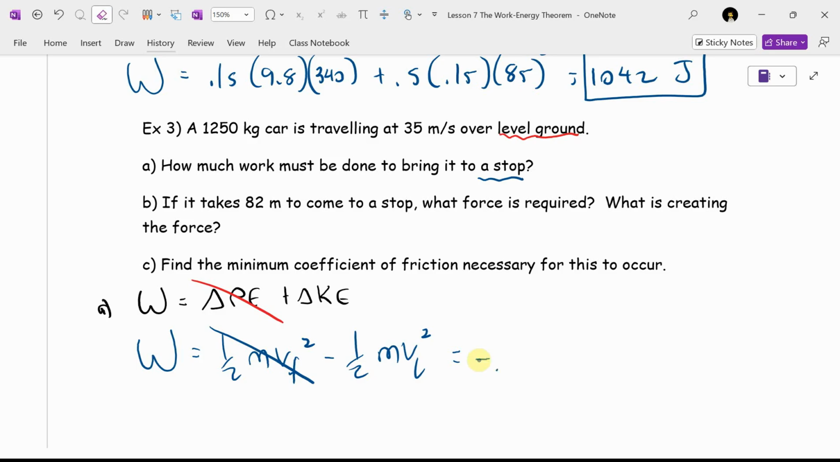So it's going to be negative 0.5 times 1250 times 35 meters per second squared. That's about 100 kilometers per hour. That's right around freeway speed, a little faster, actually. How much energy must it lose? You're going to get a number, I think, in the 100,000s.